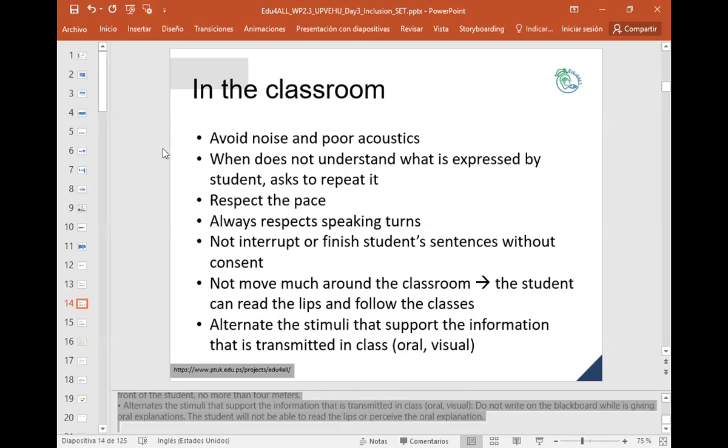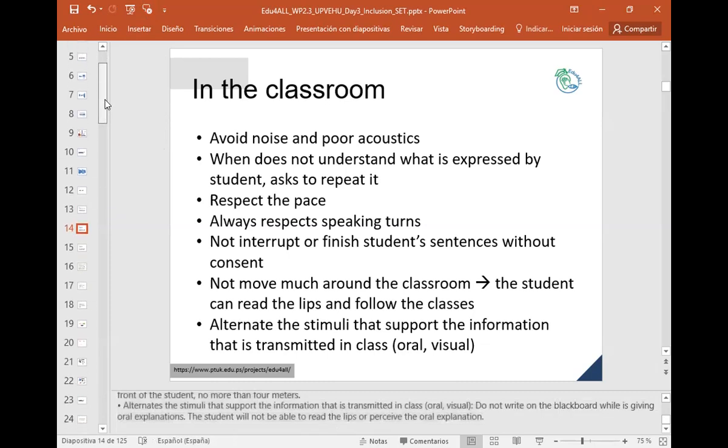In the classroom, the teacher, in general, avoids noise and poor acoustics, as it greatly hinders communication and understanding of the message. When not understanding what is expressed by the student with a hearing difficulty, ask him/her to repeat it. Do not act as if he had been understood. Also, if necessary, repeat the information in another way to make sure the information was understood.